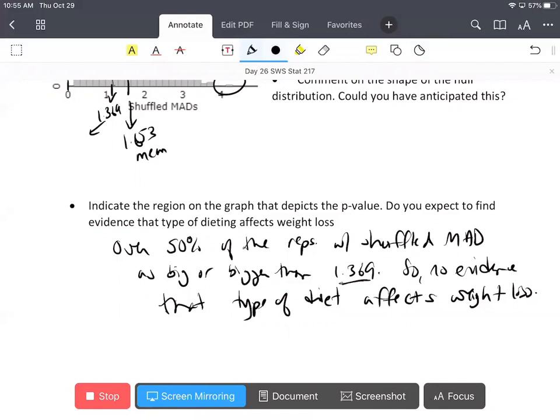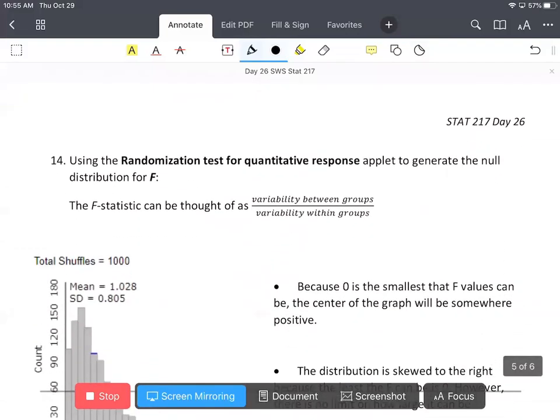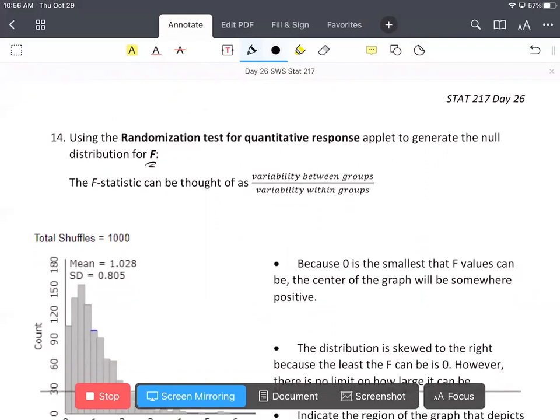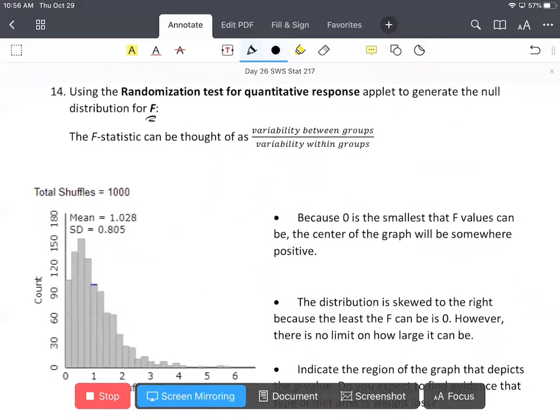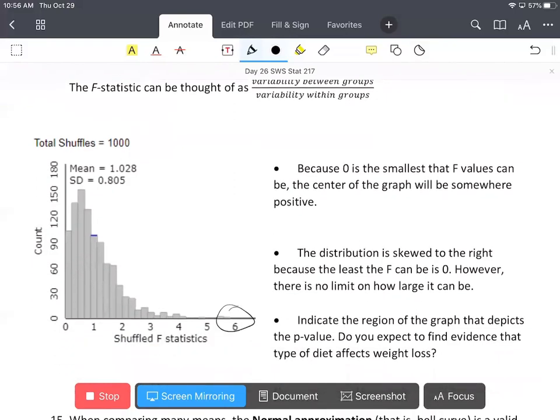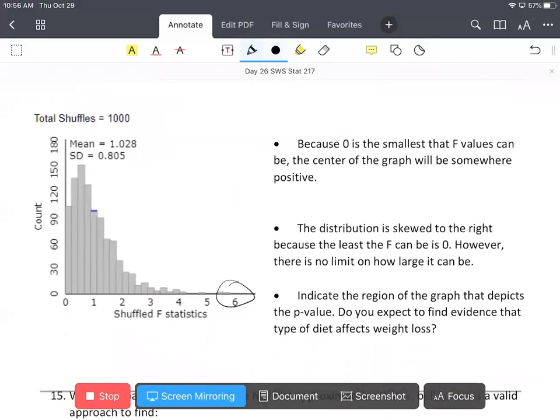So what else do we have? Finally, we have, once again, we can choose, same place, that F statistic. It's similar to the other two. Because 0 is the smallest that F values can be, the center of the graph will be somewhere positive. All right, so we already know that the distribution is skewed to the right because the least the F can be is 0. However, there's no limit to how large it can be. So we see their values out here. Indicate the region of the graph that depicts the p-value.